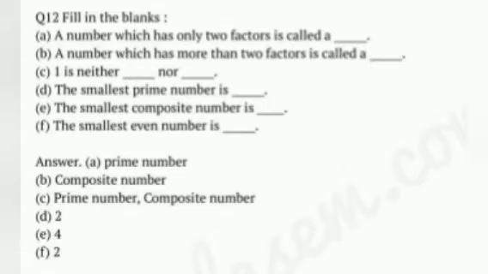D question, the smallest prime number कौन सा है? 2 because 1 is neither prime nor composite. E question, the smallest composite number कौन सा है? 4 because 3 is a prime number, 2 is also a prime number, 1 composite भी नहीं है, prime भी नहीं. So the smallest composite number is 4. Last of this, the smallest even number. Even number कौन सा है smallest? 2 is an even number. 1 odd है, 2 is even.